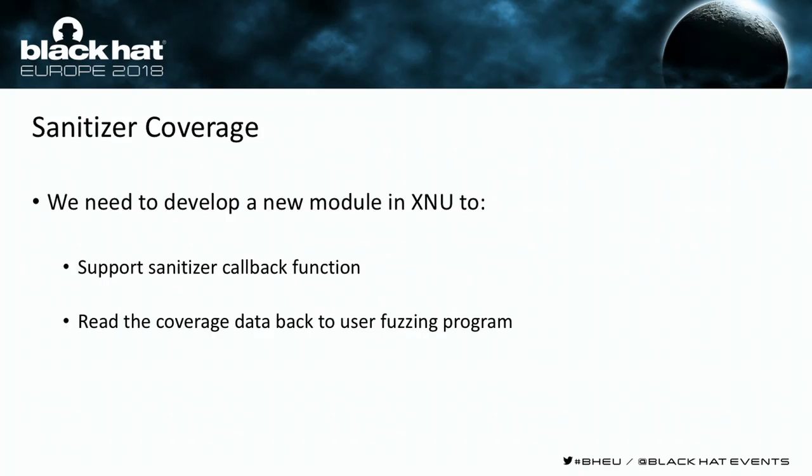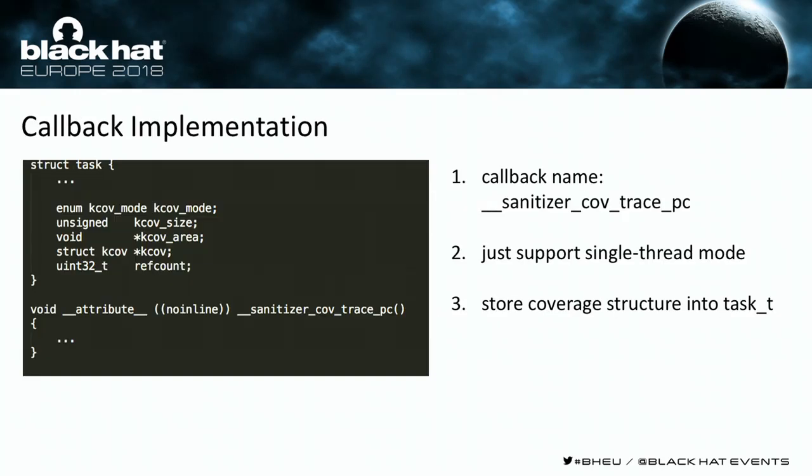Okay, the first module, the code coverage. We need to develop a new module to support this. See this picture. As for me, I added some fields in the kernel task structure. At the end of this structure, I added some fields such as cover mode, cover size. If you know the Linux kcov module, you may be very familiar with these fields. And I also implemented the function sanitizer cover trace PC.